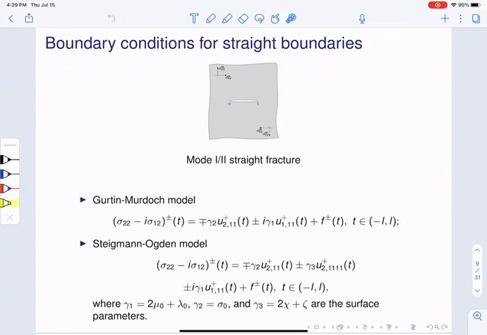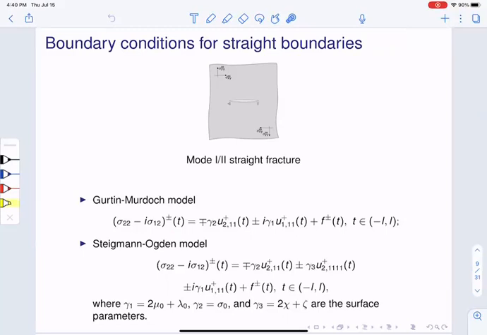So if you have just two-dimensional plane elasticity, then the Gurtin-Murdoch model will give you this boundary condition. So this would be an external traction on the boundary, and this will be the component which comes from the Gurtin-Murdoch model. So you can see that tractions are connected to second order derivatives of displacements. For the Steigmann-Ogden model, again, we have all the same components which came from the Gurtin-Murdoch model, but then on top of everything, we will have these fourth order components. That's a fourth order additional component.